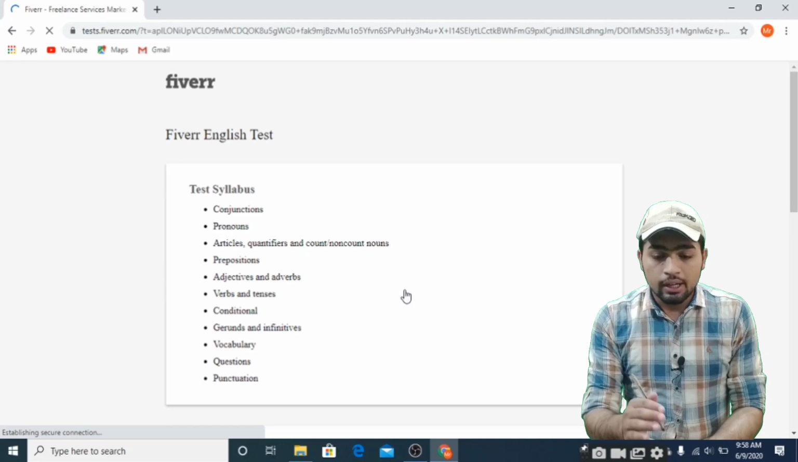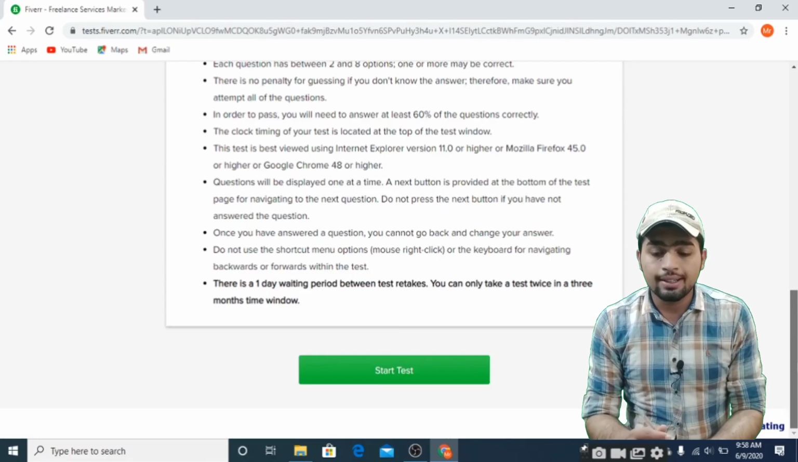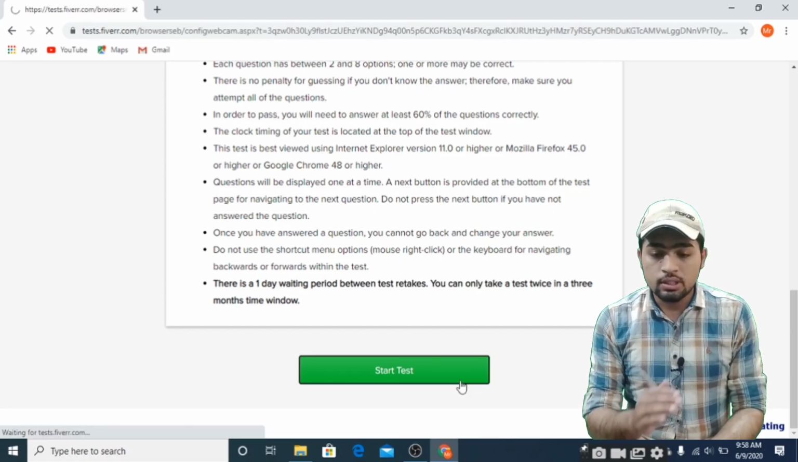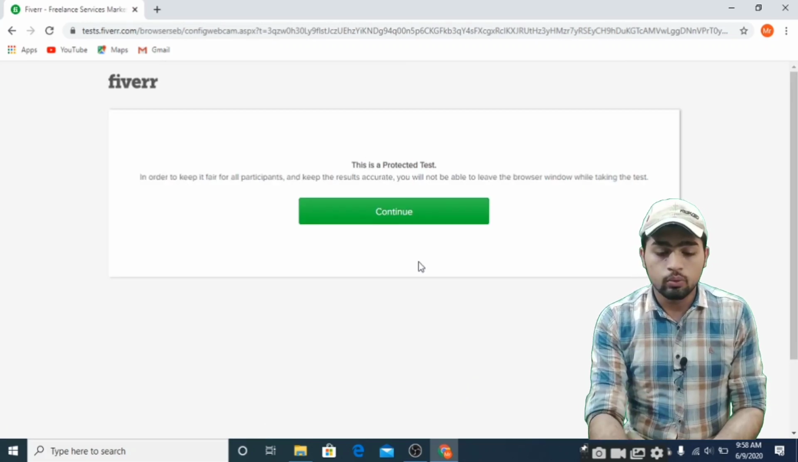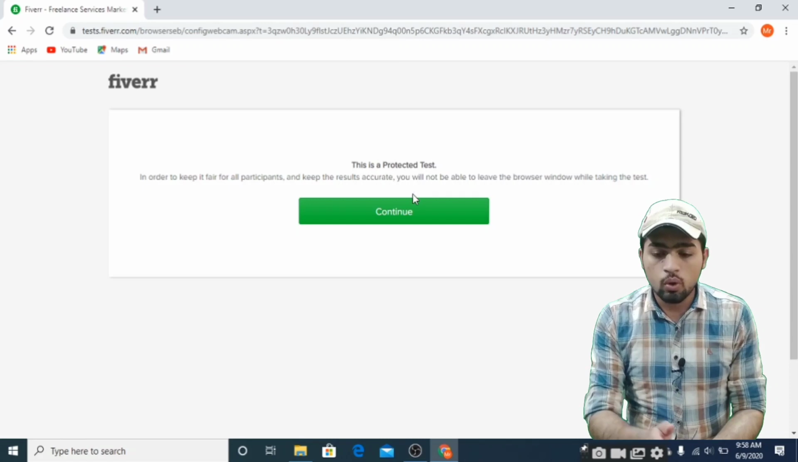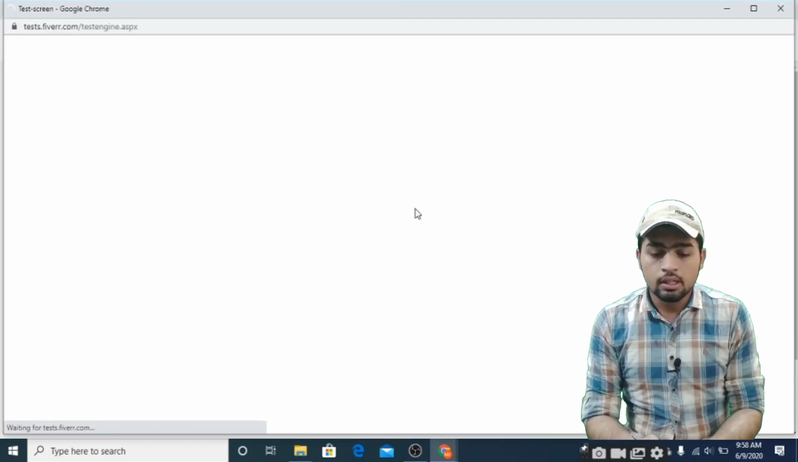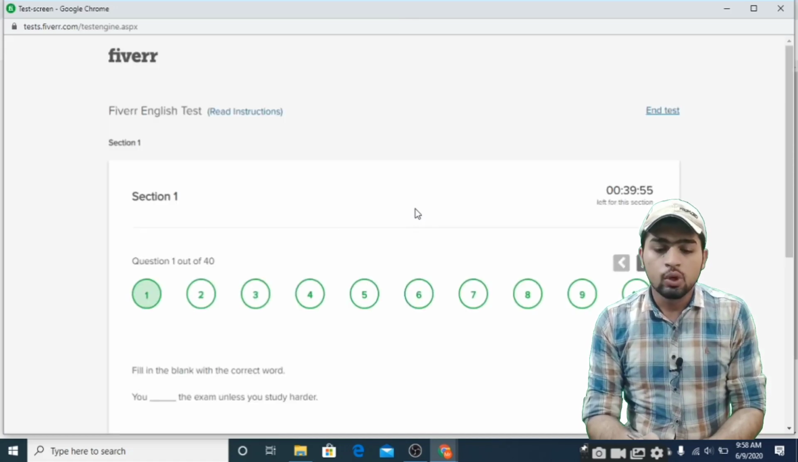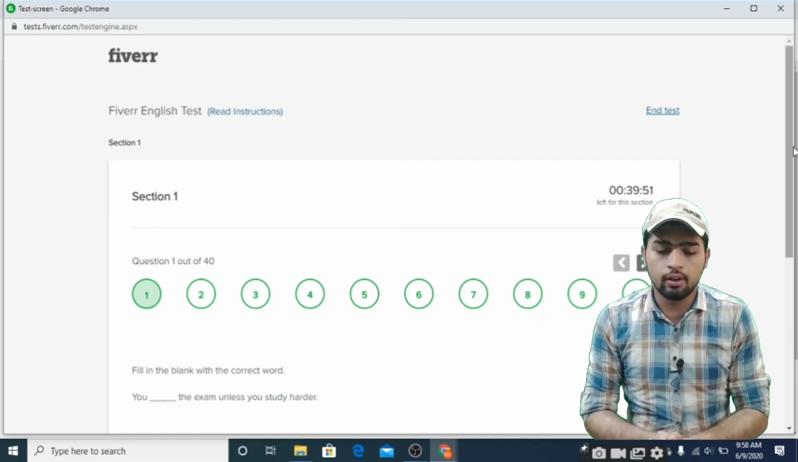So scroll down and click on start test. After clicking on this, you should click on continue. When you click on continue, the test will start. This is the first question in the section 1. You dash the exam unless you study harder.